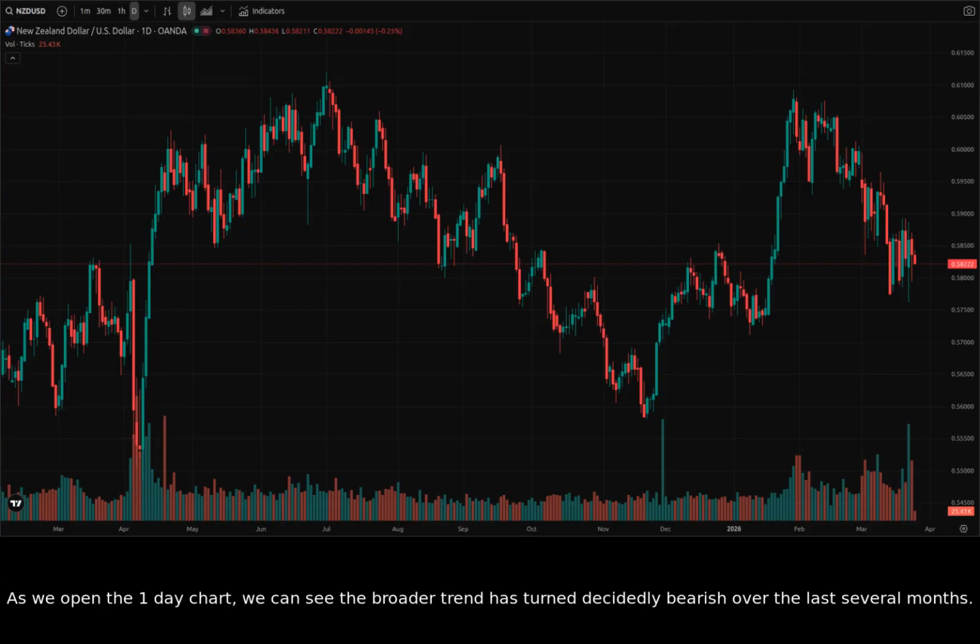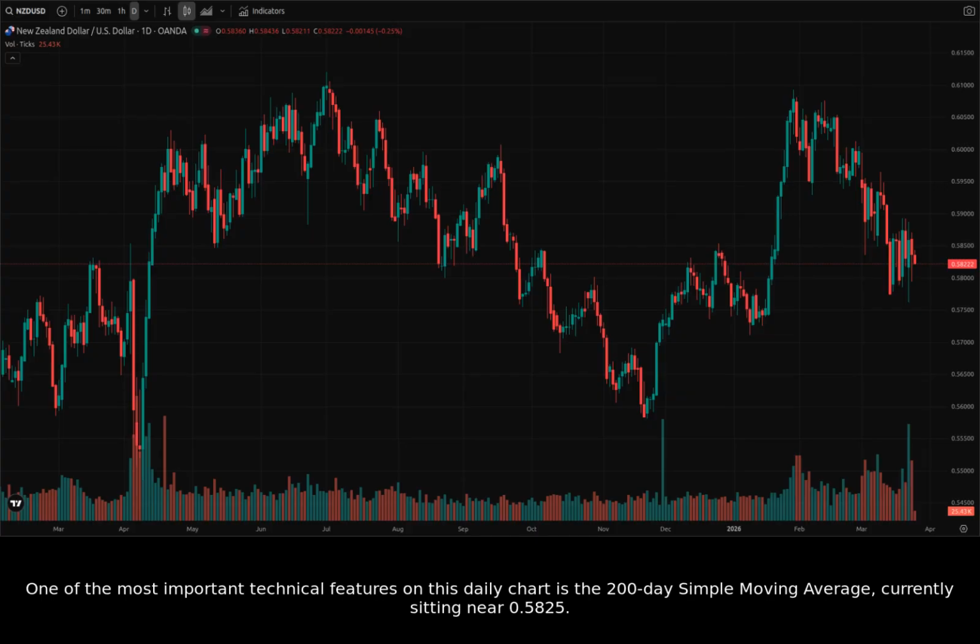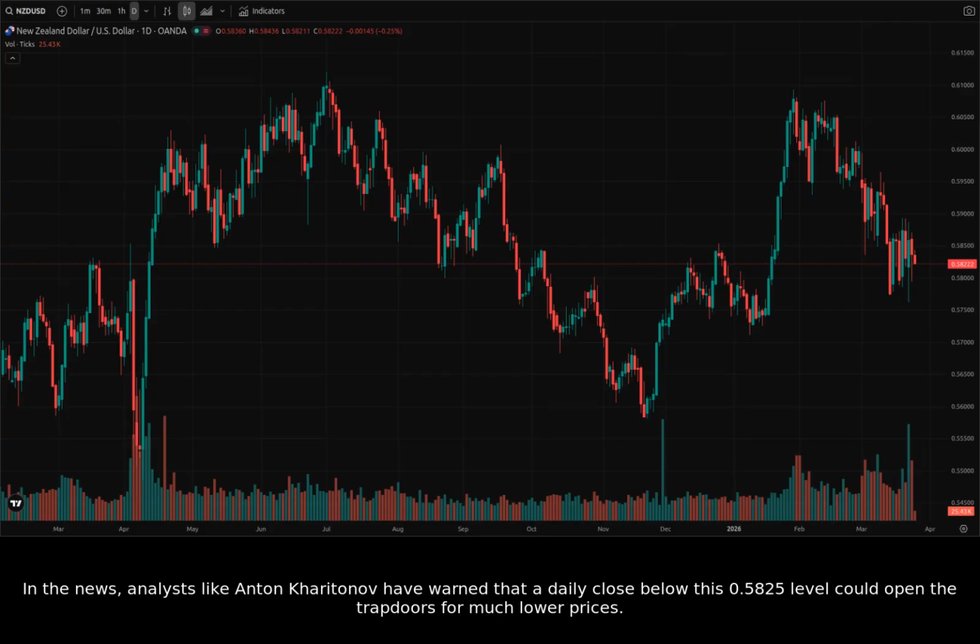As we open the one-day chart, we can see the broader trend has turned decidedly bearish over the last several months. The price is currently trading around the 0.5824 level, which is a significant drop from the 52-week high of 0.6121. One of the most important technical features on this daily chart is the 200-day simple moving average, currently sitting near 0.5825. In the news, analysts like Anton Karatanov have warned that a daily close below this 0.5825 level could open the trapdoors for much lower prices.